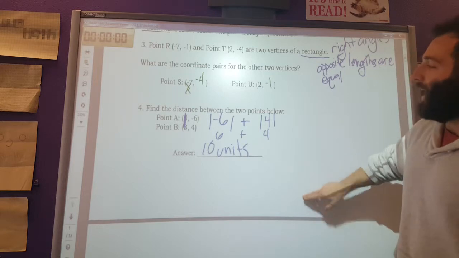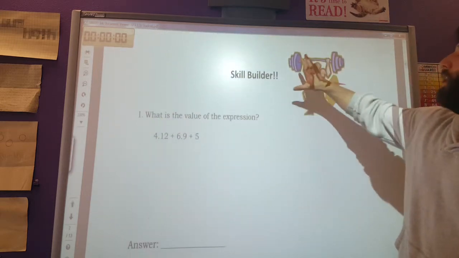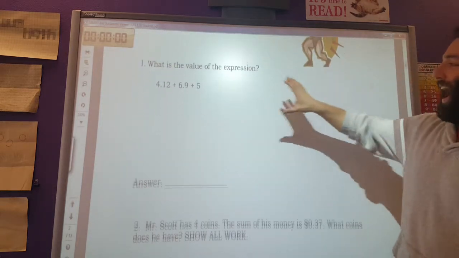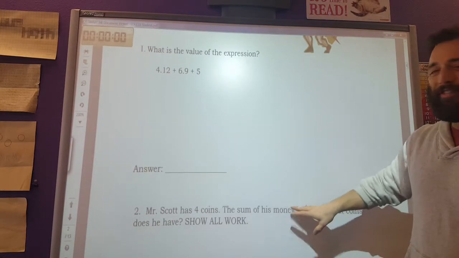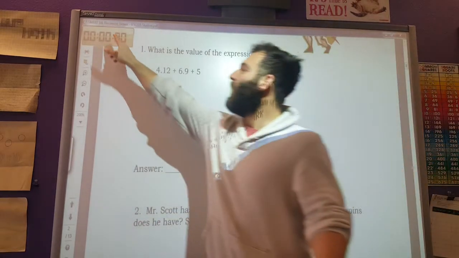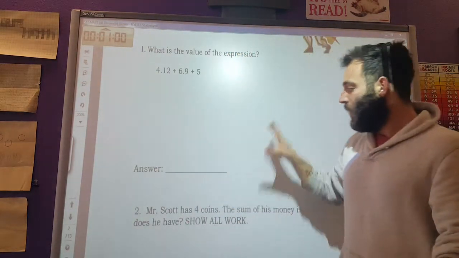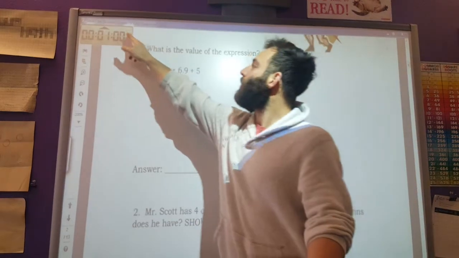Now go ahead and flip the page. This is our skill builder. We're adding decimals again and then finding sums of money. So go ahead and take 1 minute to solve these two problems.